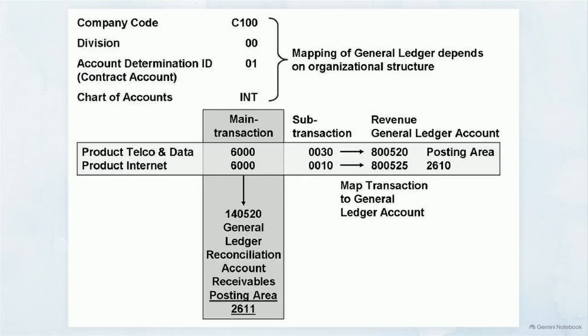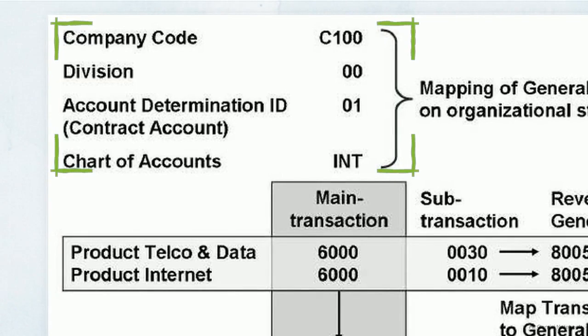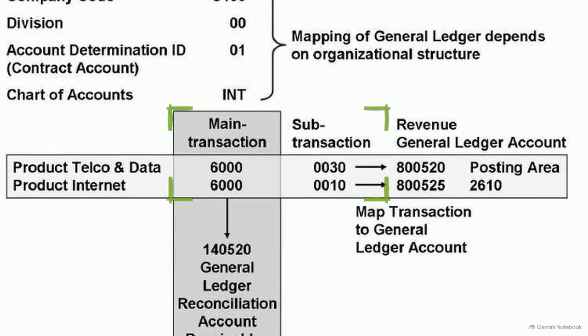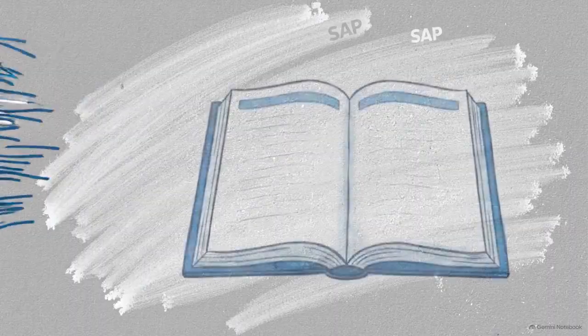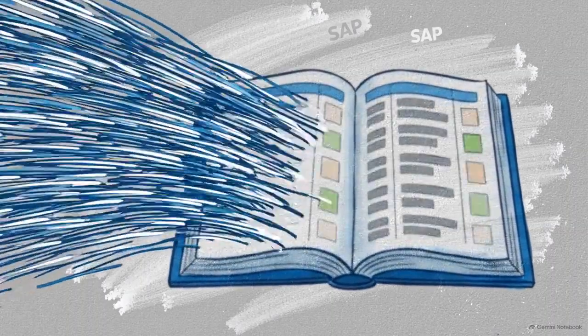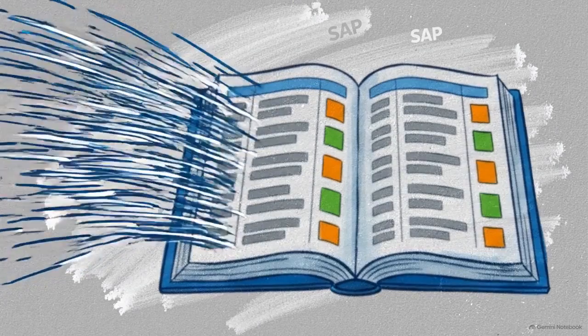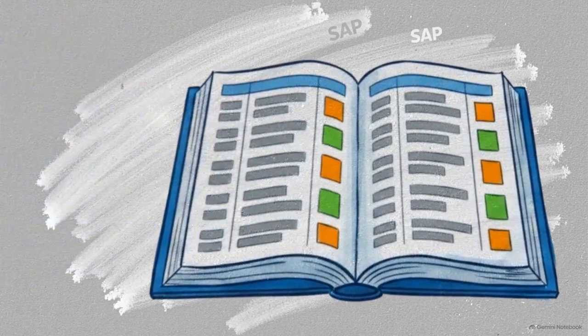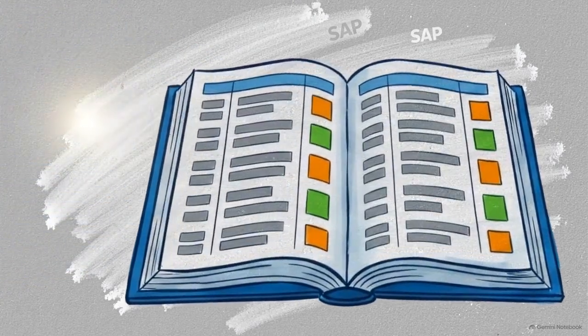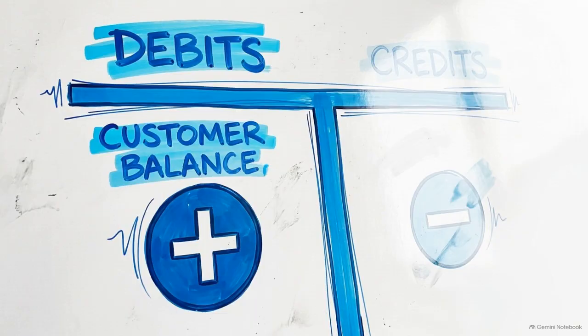This diagram shows the matrix logic bridging product types to general ledger accounts via posting areas. The first dimension is organizational, using company code, division, and chart of accounts. The second dimension uses main and sub-transactions to classify the service, like internet or telephony. Only by intersecting these organizational and product dimensions can the system automate financial postings at the scale required by global enterprises. Let's apply this logic to the debit side of our entry, the business partner item.